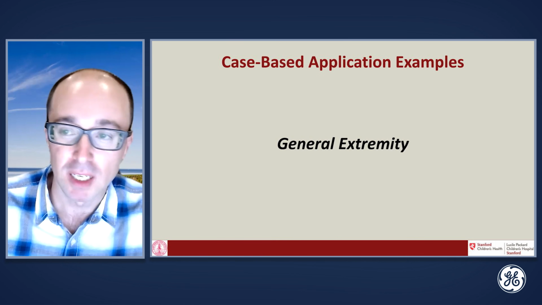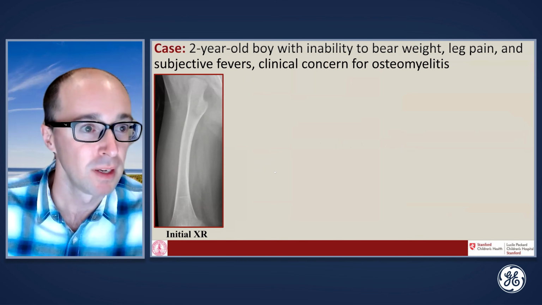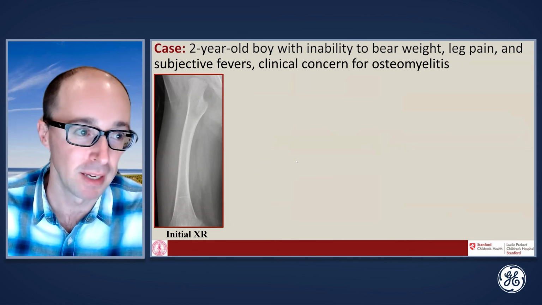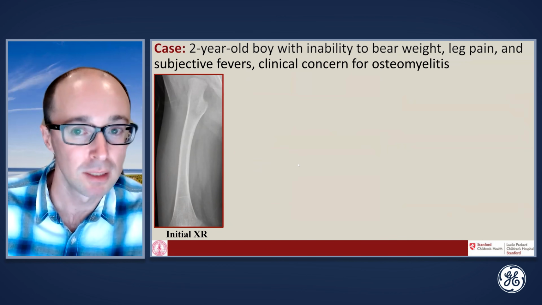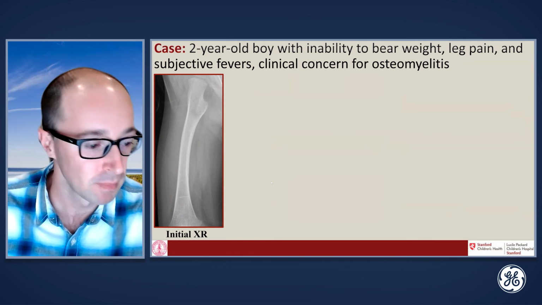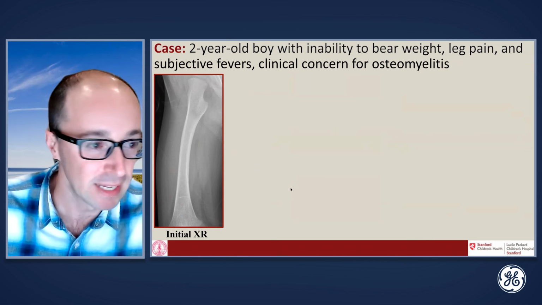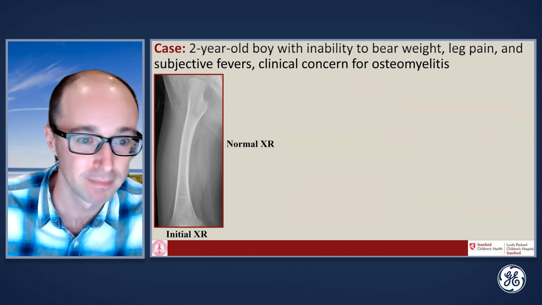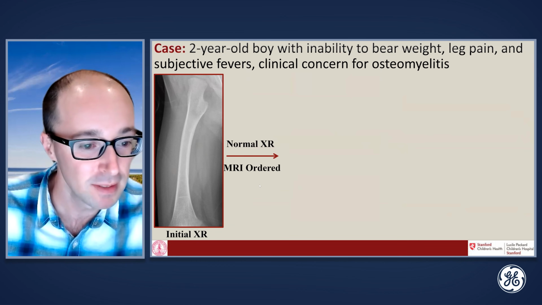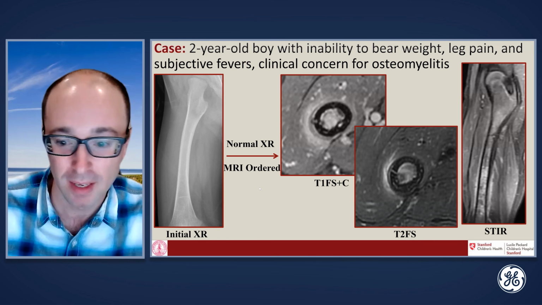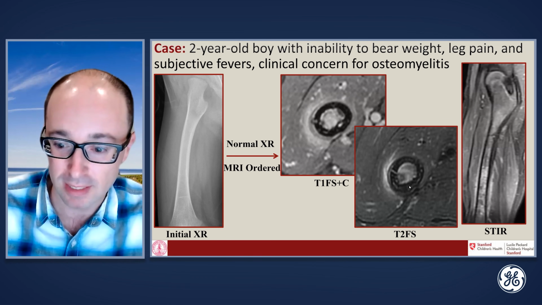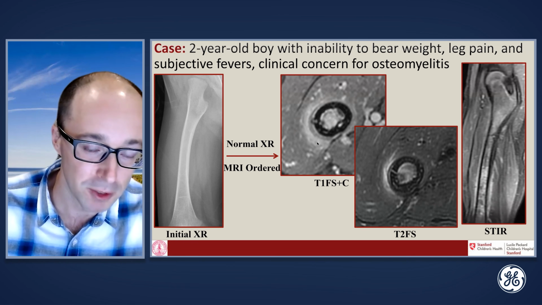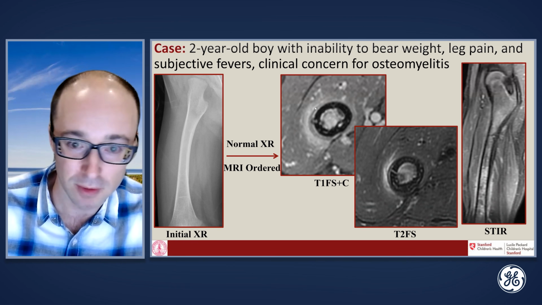All right, now moving on to the general extremities. This is an interesting case, a 2-year-old boy with inability to bear weight, leg pain, and subjective fevers, clinical concern for osteomyelitis. This was a case that happened during the weekend, of course. So initial radiograph is essentially normal. Thus, in these type of cases, of course, we go to MRI. And on our standard sequence, we see edema and enhancement within the intramedullary and adjacent soft tissue region. We also have a subperiosteal fluid collection.